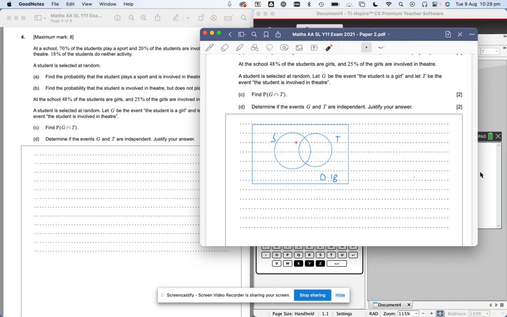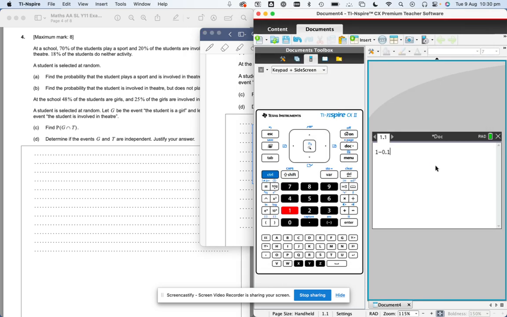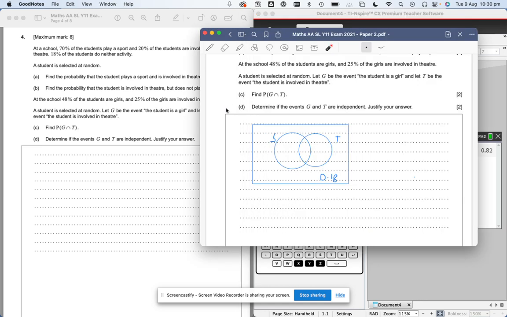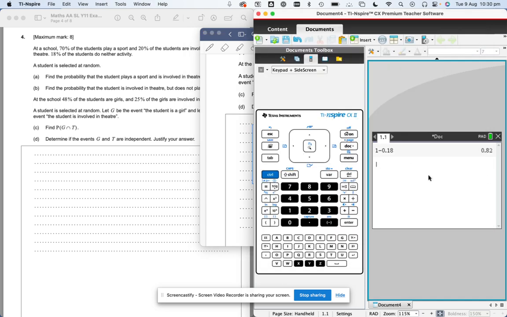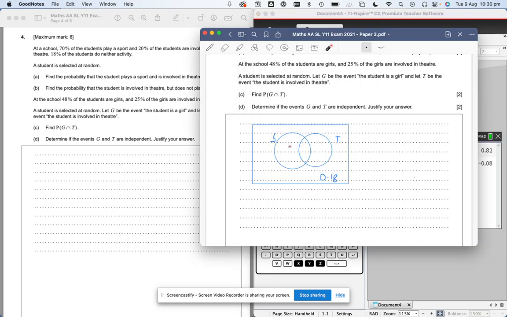So what is the probability of S union T, S or T? Well, if 0.18 of the student population do neither, then the opposite of that must do one or the other or both. So that would be 1 minus 0.18, which gives us 0.82. These circles here have to add up to 0.82. Because of the formula, I'm going to take the 0.82 and subtract the 0.7, which is the people who play sport, and subtract the 0.2, which are the students involved in the theatre, and I get negative 0.08. So negative 0.08 is negative the probability of S intersect T, and therefore the probability of S intersect T is 0.08.